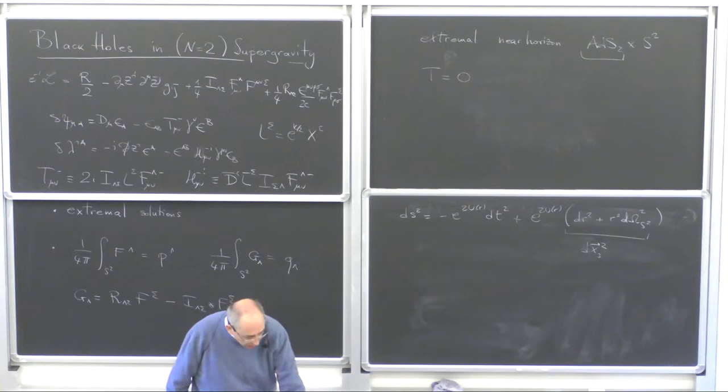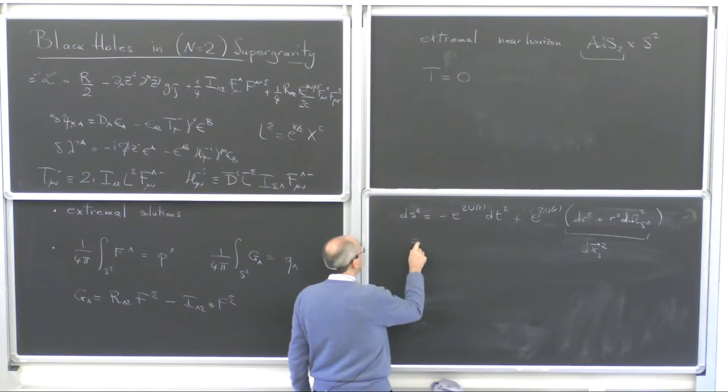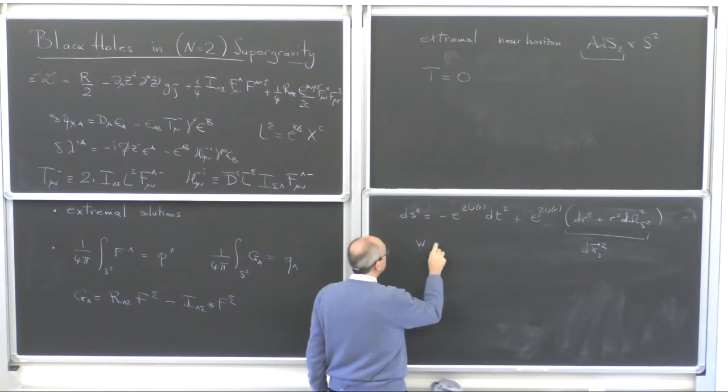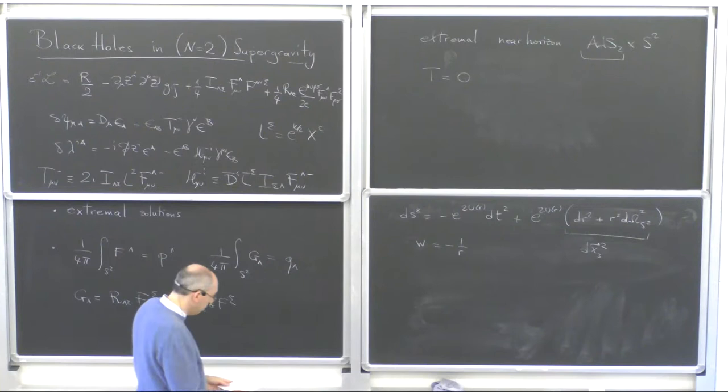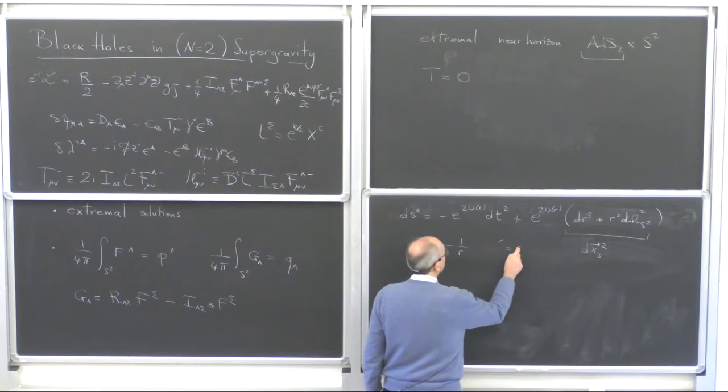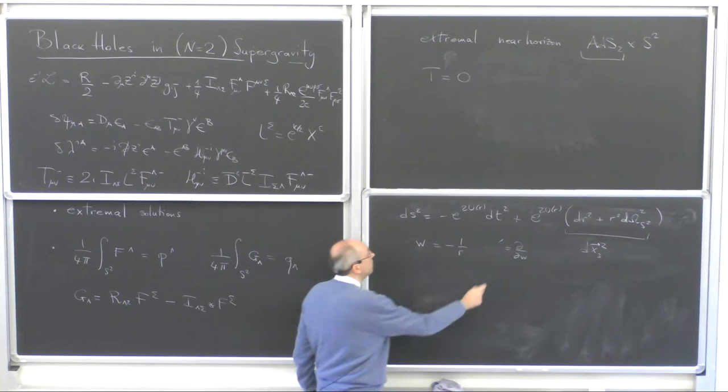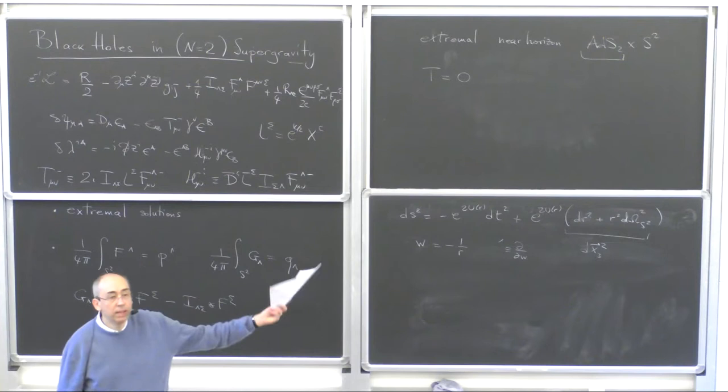this is the ansatz. Often used, actually, is a bad name. Let me call it a coordinate related to R in this way, because the equations will be simpler in the W coordinate than in the R coordinate. So when I write a prime, this will mean d/dW in the following equations. Of course, everything has to depend only on the radial variable. Call it R, call it W, doesn't matter.